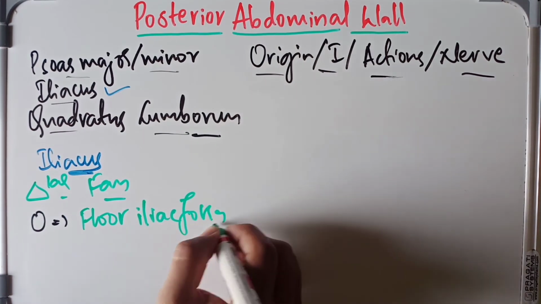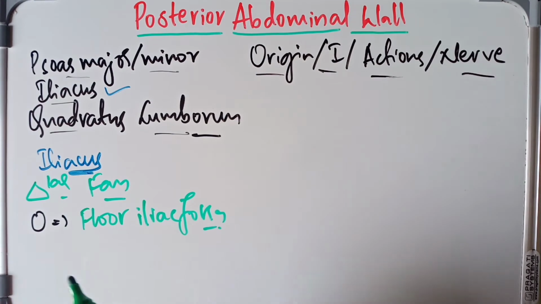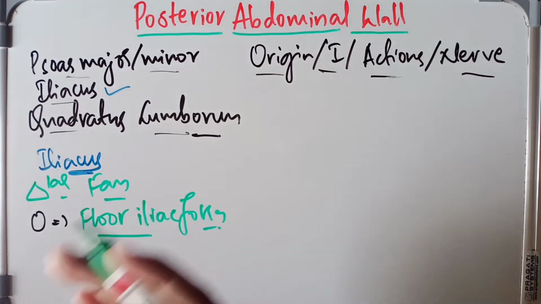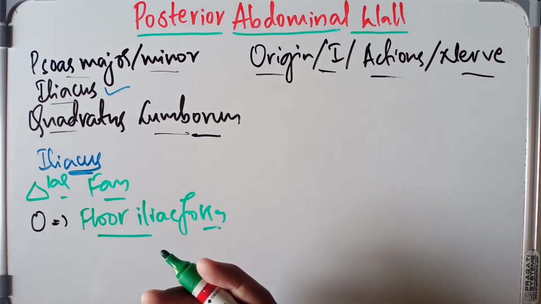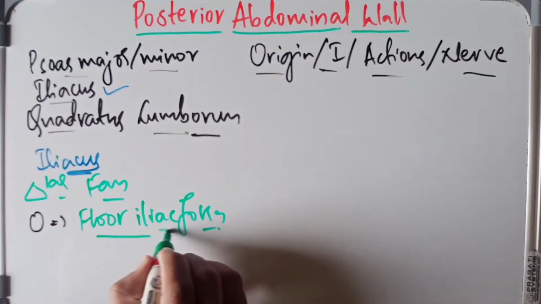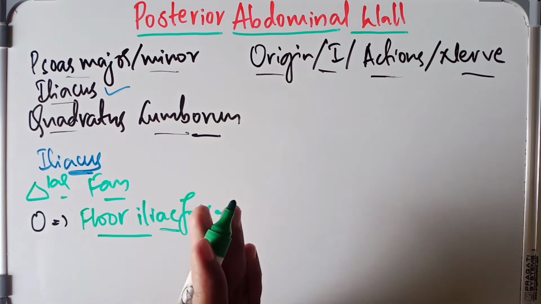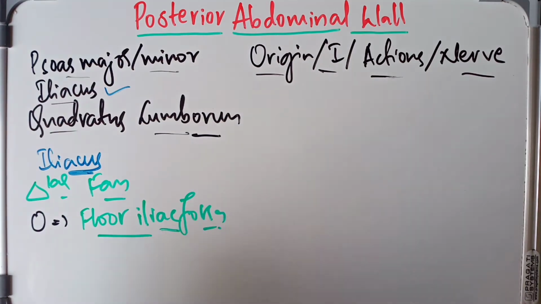It arises from the floor of the iliac fossa, and also from the inner lip of the iliac crest and the upper surface of the lateral part of the sacrum. So what you need to remember: floor of the iliac fossa, the inner lip of the iliac crest, and also the lateral part of the sacrum. That's where the origin of the iliacus comes from.